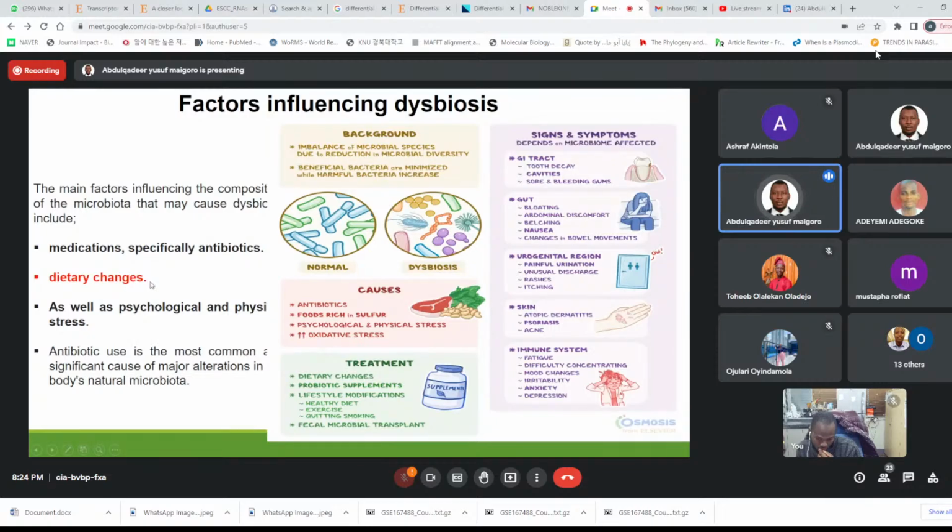Also, there are dietary changes, the food we eat. I will not talk deeply about this. That's why I put it in red color, because the next presenter is going to present more about this aspect.